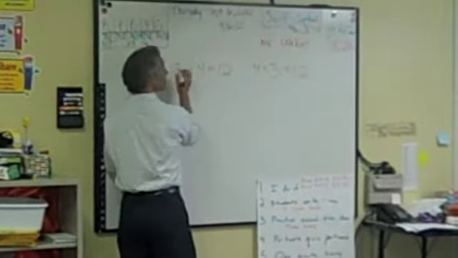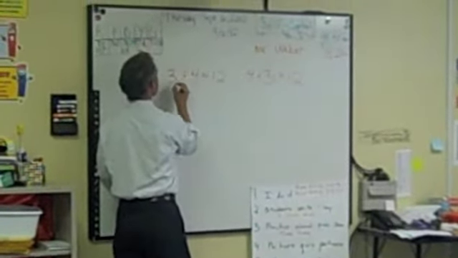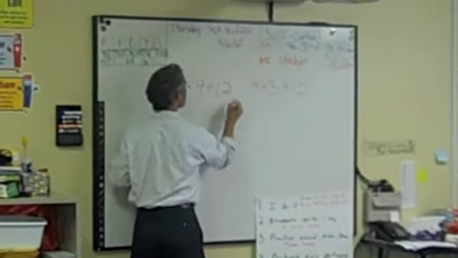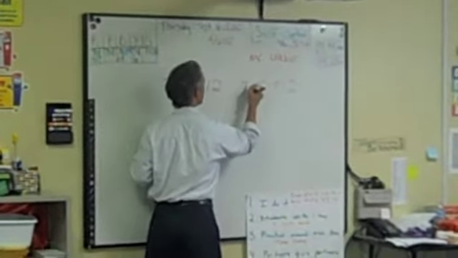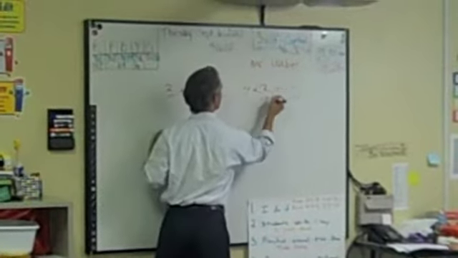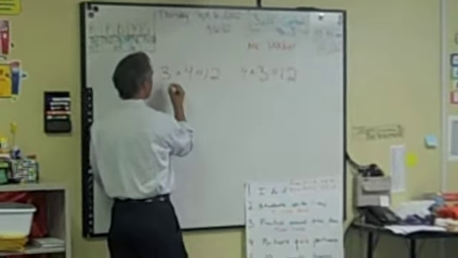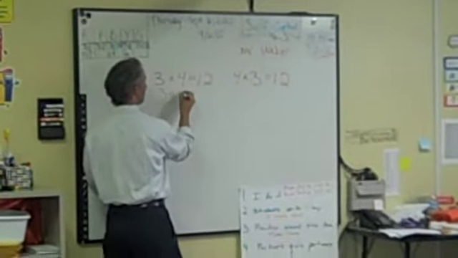Ready? Just whisper, say it. Since 3 times 4 equals 12, then 4 times 3 equals 12. Second time. Since 3 times 4.